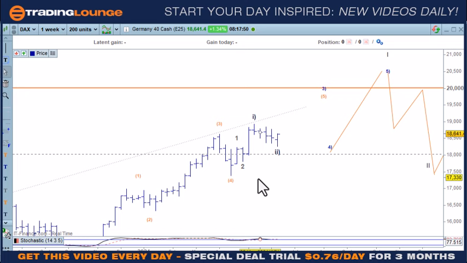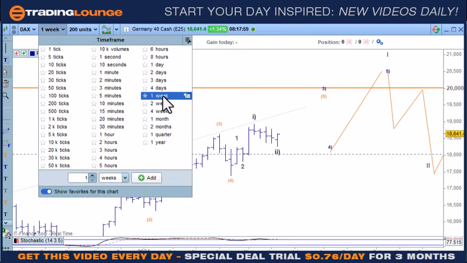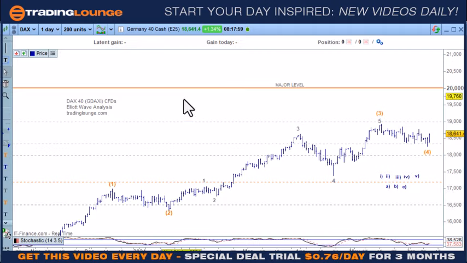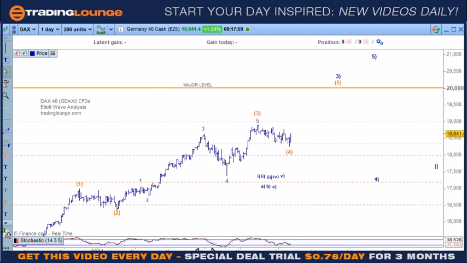Technically, it's fine. It's just that this wave 1 up here is 1, 2, 3 days, and this is really 1, 2, 3, 4, 5 days. It's possible. So let's just go in from 1 week to 1 day and have a look at that. This is the other way that we looked at it, was having wave 4 here.